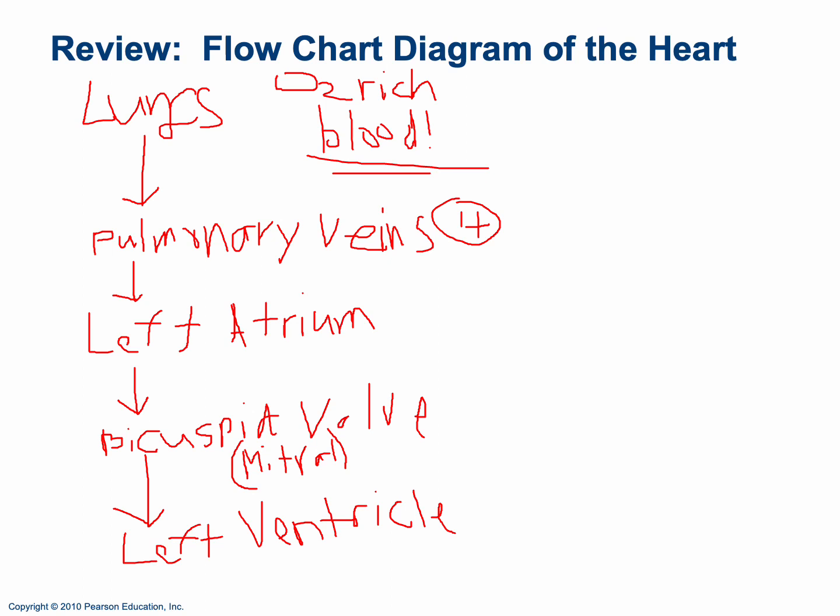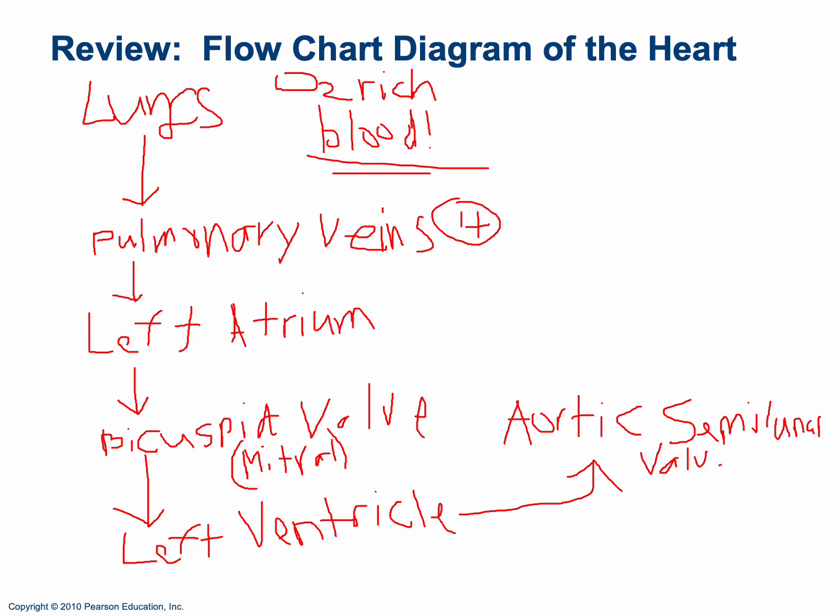With enough blood volume and pressure, the blood will eventually then force open the aortic semilunar valve. From here, the blood then will make its way into the aorta. And again, this is the largest artery in the body. Blood will be under very high pressure, and there's many other arteries then that stem off the aorta, and this oxygen-rich blood will make its way to your entire body for the tissues to be replenished with oxygen.